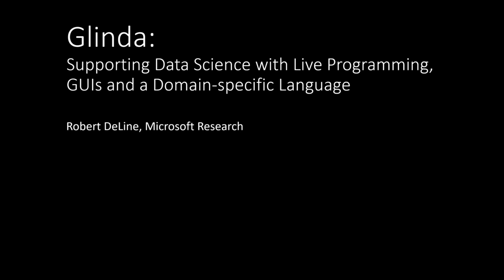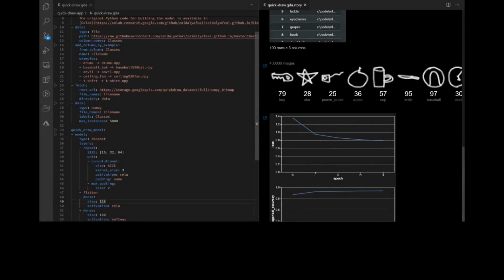Glinda is a new user experience for data science. With Glinda, data scientists can read, clean, transform, and visualize data, as well as build, test, and deploy machine learning models. Glinda is an extension to Visual Studio Code that divides the work into two panes.